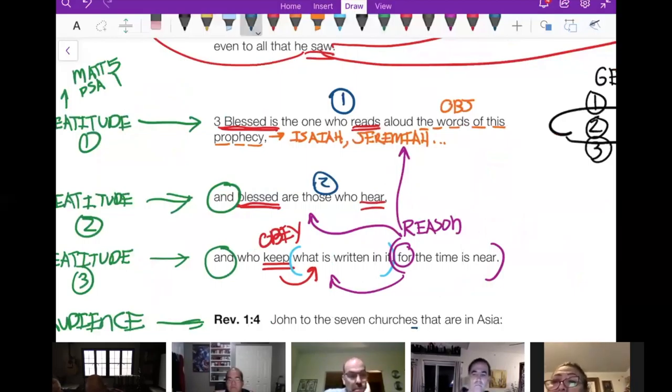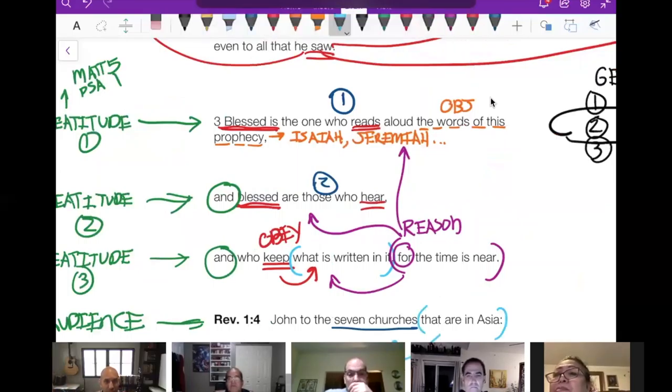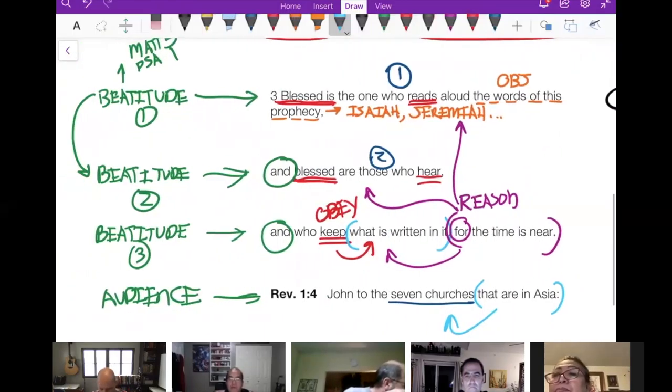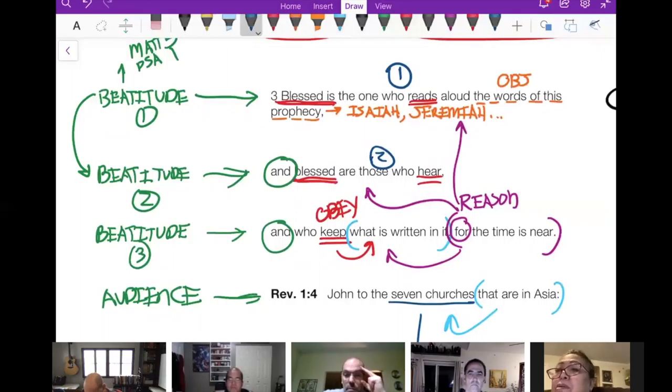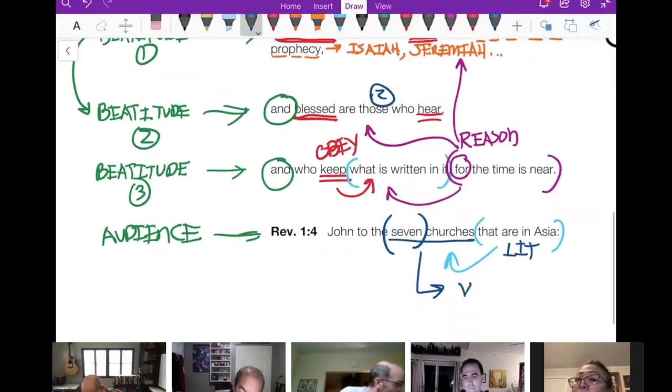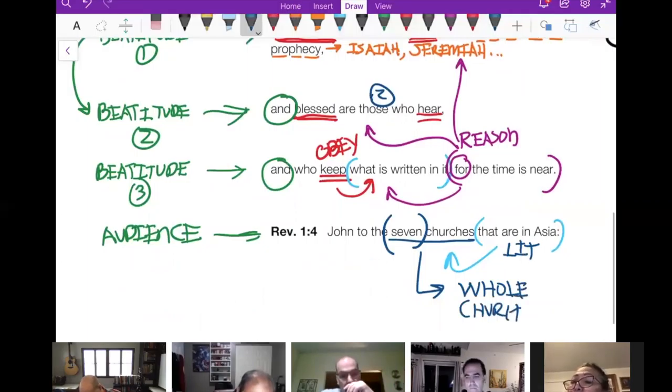It's written to seven churches that are in Asia. Seven is the number of completion, okay? And so if seven is the number of completion, this is going to signify... now maybe right now you don't agree with me, but it's written to the specific seven churches. There are seven literal churches, so these are literal churches. We're going to see that. But it's also the fact that seven is chosen, that this is also going to mean the whole church. The whole church needs to be listening to this message.